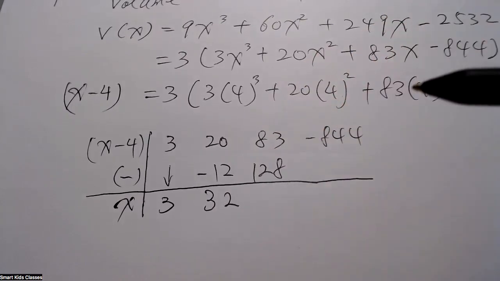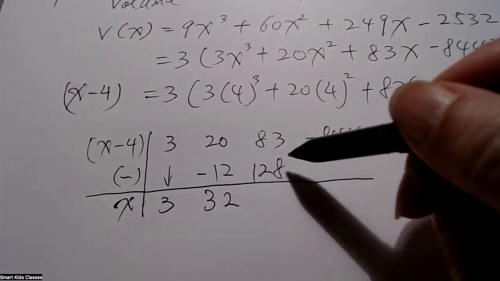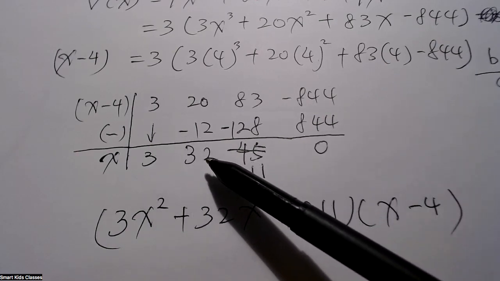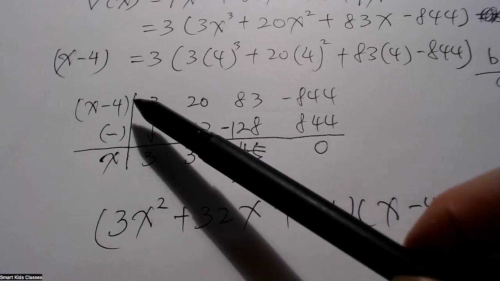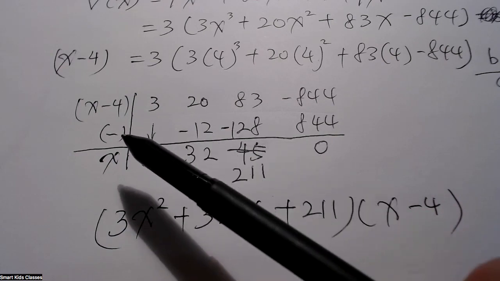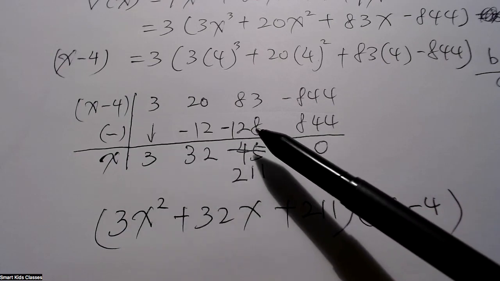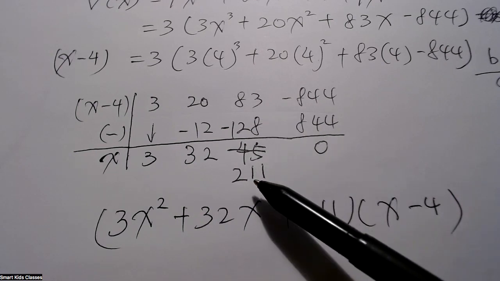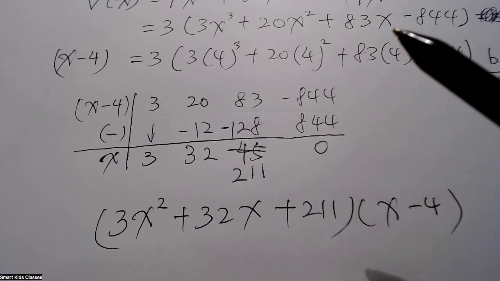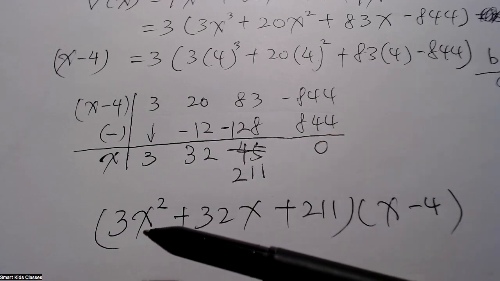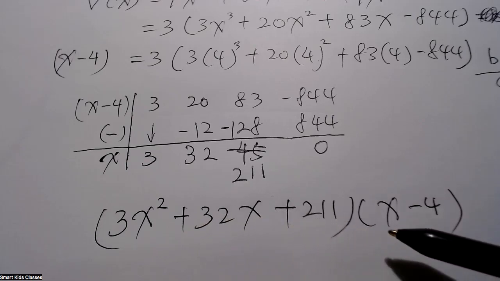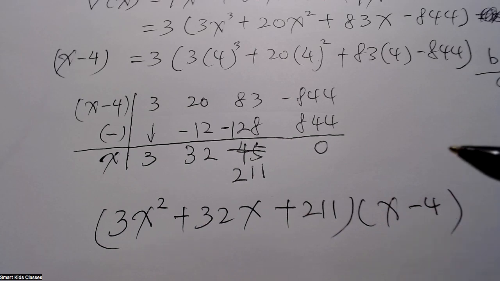4 times 3 is 12. So when you use the synthetic division above, excuse me, this integer should be negative, because negative 4 times positive 32, we get negative 128. Subtract the negative, we get a positive 128, and 83, we get 211. So times 4, we get 844. And we write the answer: 3x exponent 2 plus 32x plus 211. So the factor is x minus 4.